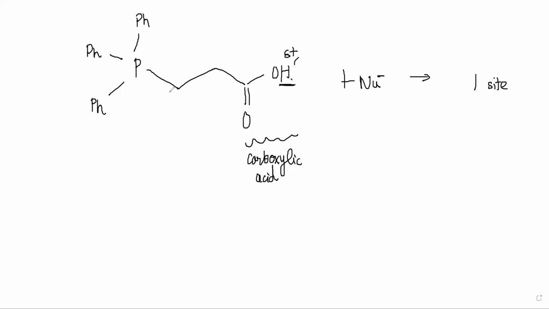Where else can things happen? The carbon with the double bond. Carbon with the double bond also is possible. And you will attach and you get an O minus. So what will happen there is Nu will come and attach.